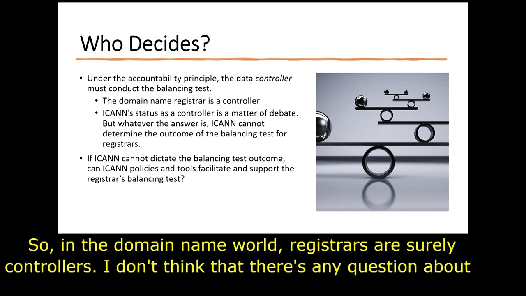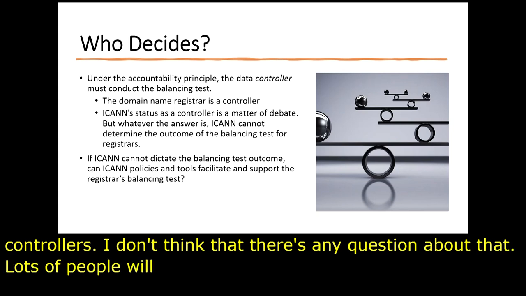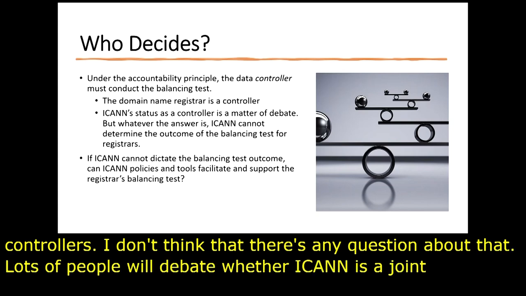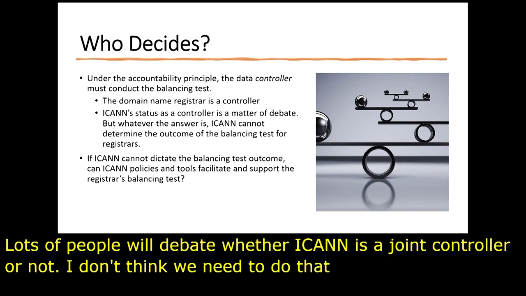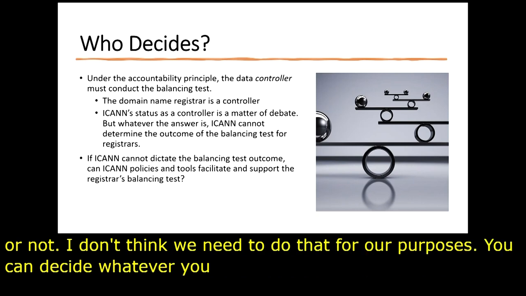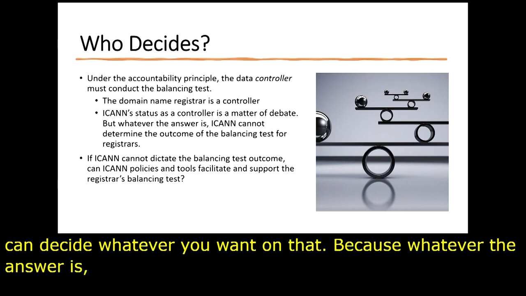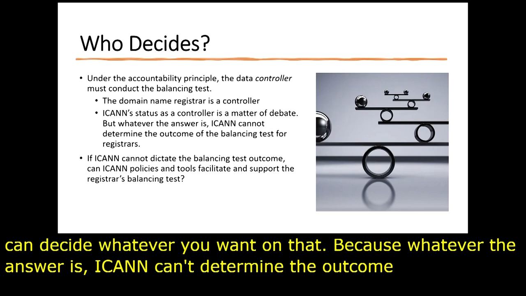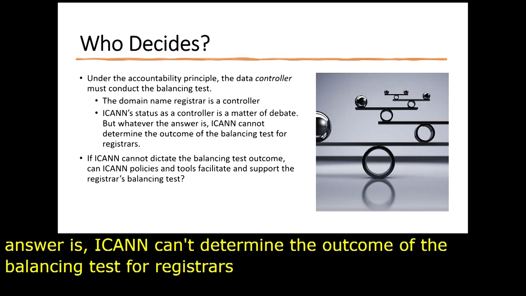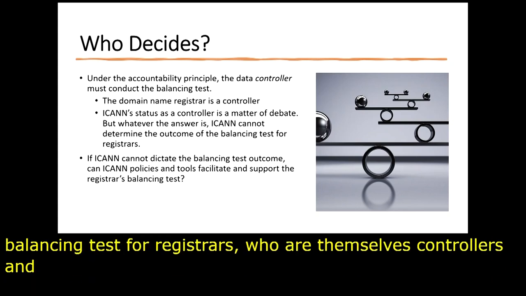Lots of people will debate whether ICANN is a joint controller or not. I don't think we need to do that for our purposes. You can decide whatever you want on that, because whatever the answer is, ICANN can't determine the outcome of the balancing test for registrars, who are themselves controllers and who must conduct the balancing test themselves.